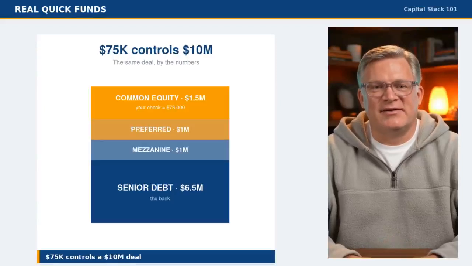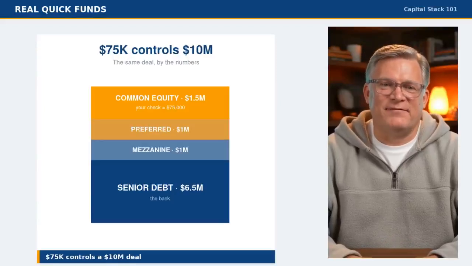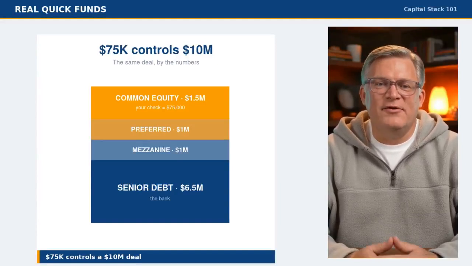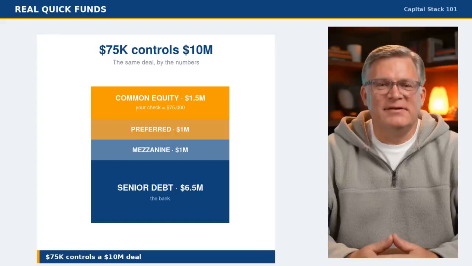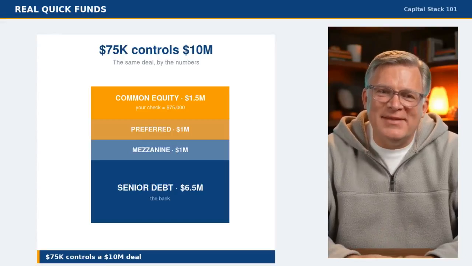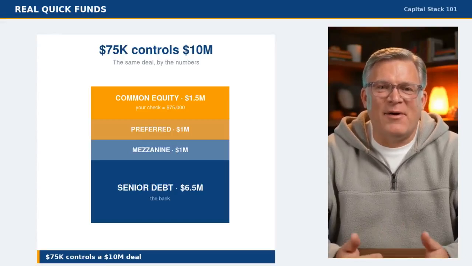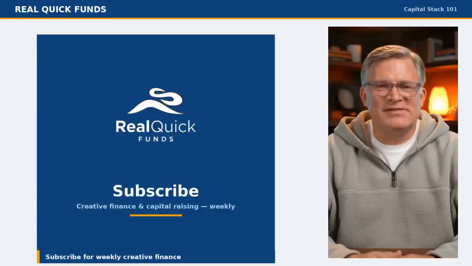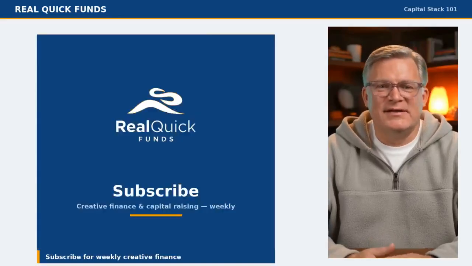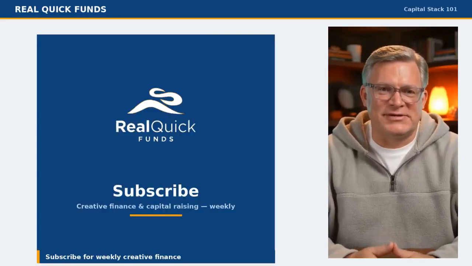Now here's the magic. On that $10 million deal, the bank covers $6.5 million, mezzanine covers $1 million, preferred covers $1 million, and your investors fund most of the rest. Your own check as the sponsor? Around $75,000. 75 grand to control a $10 million asset. That is the power of the capital stack. Master the stack, and you stop thinking like someone who buys properties and start thinking like someone who structures deals.